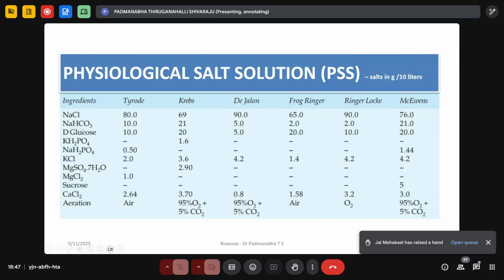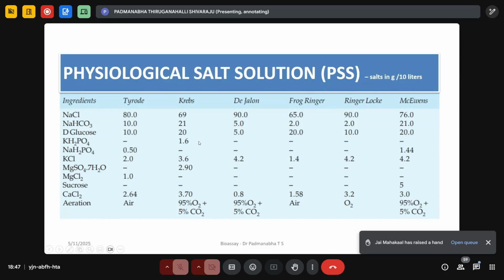As you can see, the common ingredients used for preparing the salt solution are sodium chloride, sodium bicarbonate, glucose, potassium dihydrogen phosphate, sodium dihydrogen phosphate, potassium chloride, magnesium sulfate, magnesium chloride, sucrose, calcium chloride, and aeration. All these have individual importance, and the most commonly used solution is the Tyrode solution.